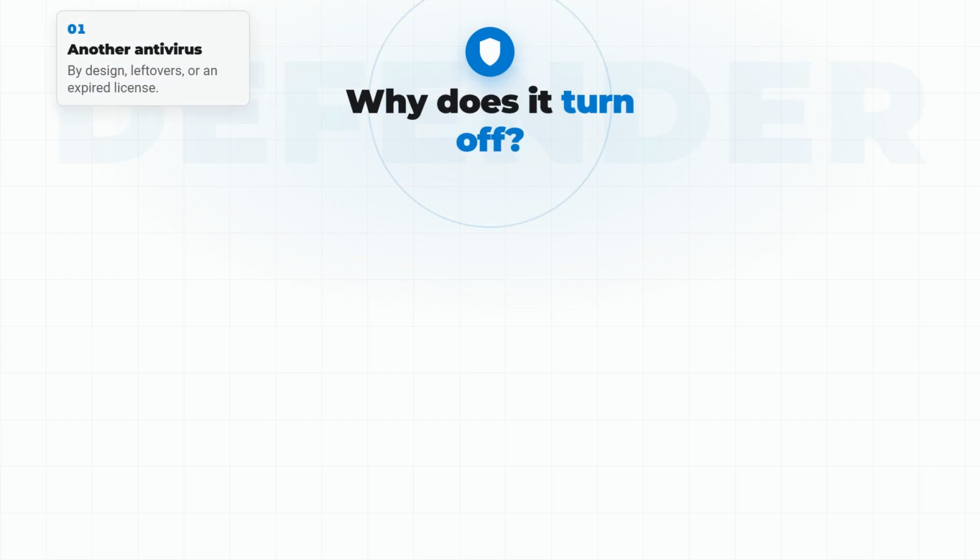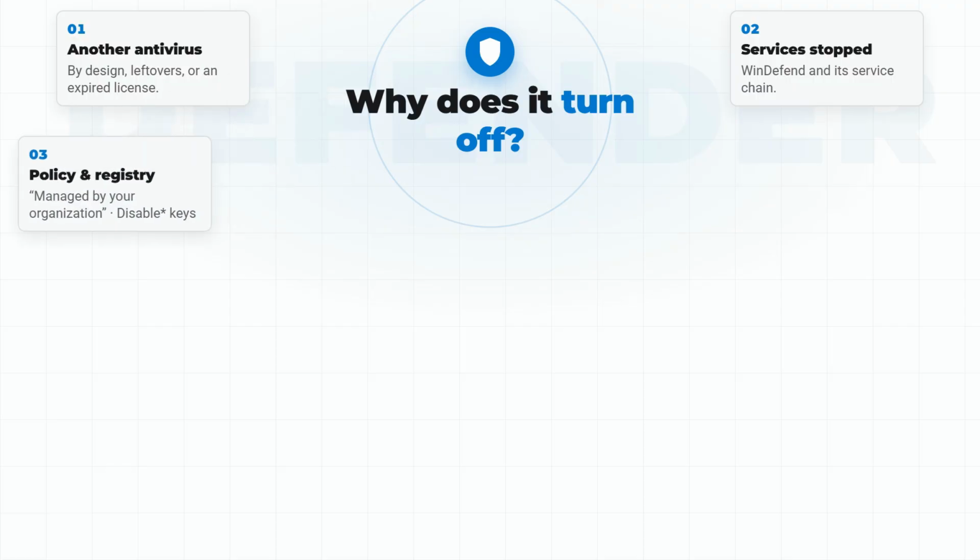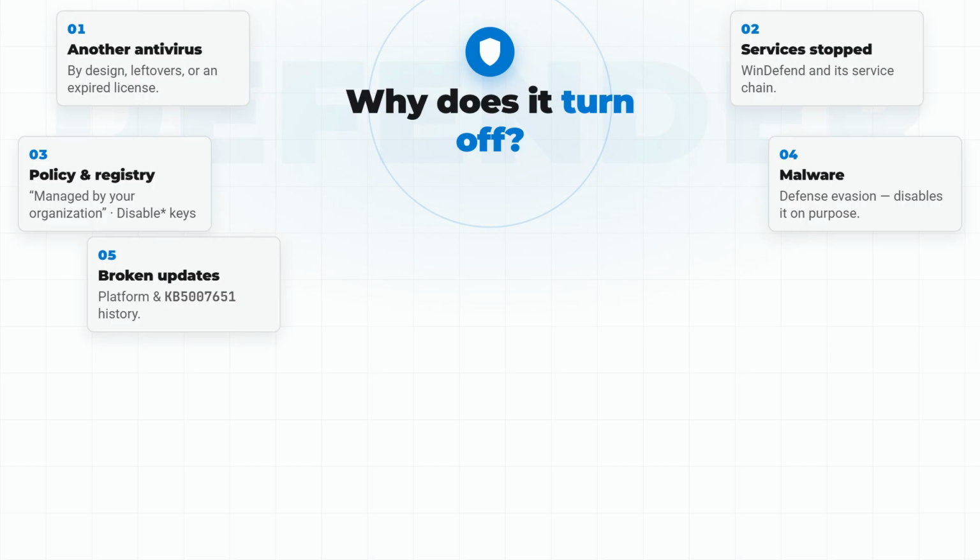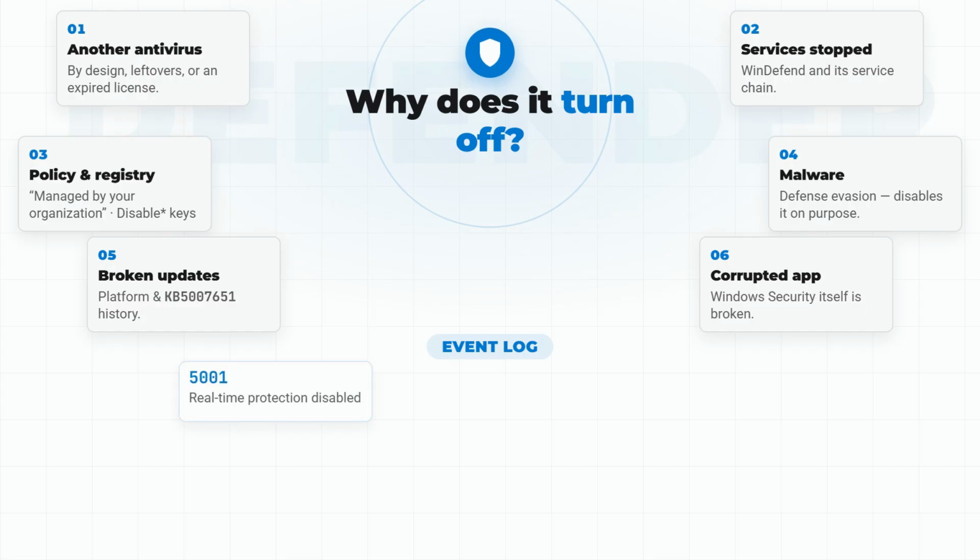Here's why this happens. Three layers control Defender. First, another antivirus can take over, either by design, through leftover files, or an expired license. Second, the service chain can break. Third, policy and registry settings can force it off. Malware disables it on purpose, and broken updates or a corrupted security app can too.